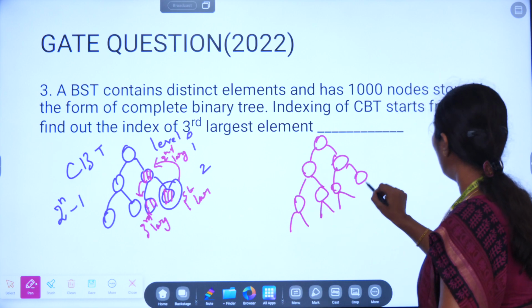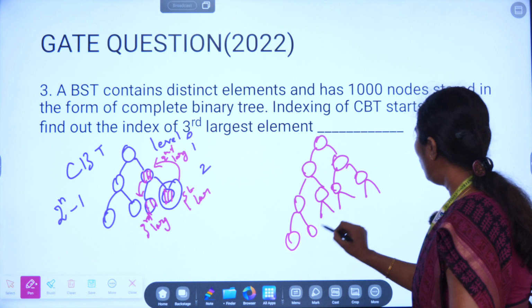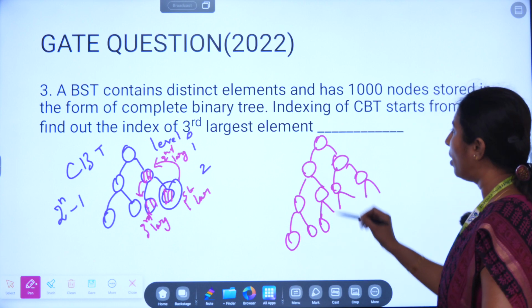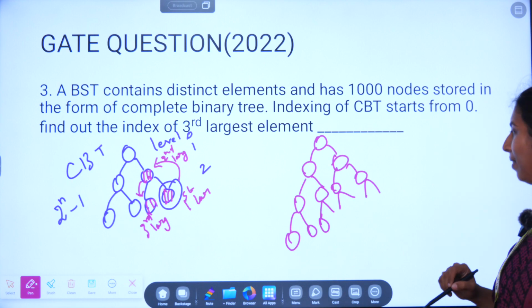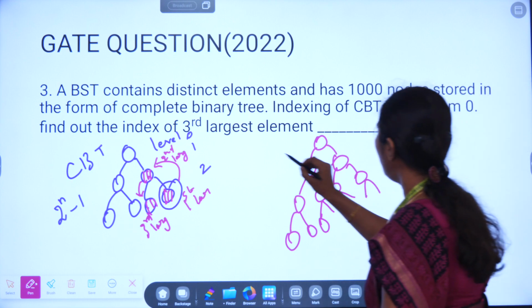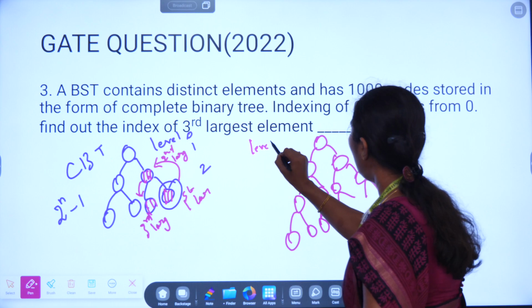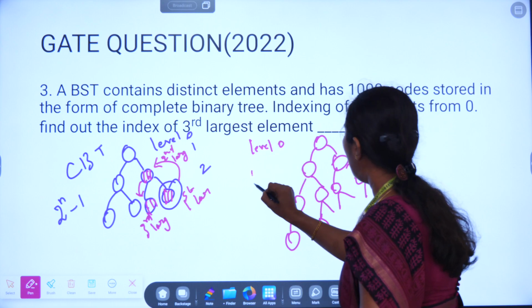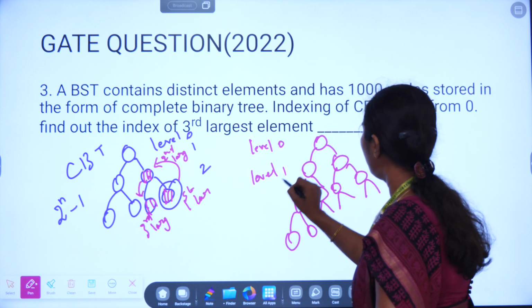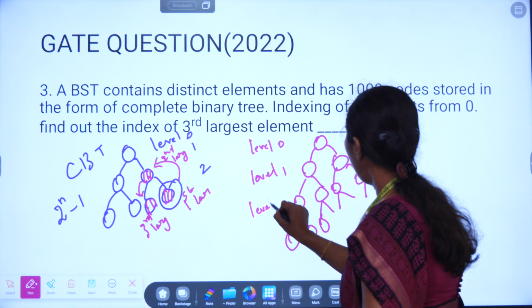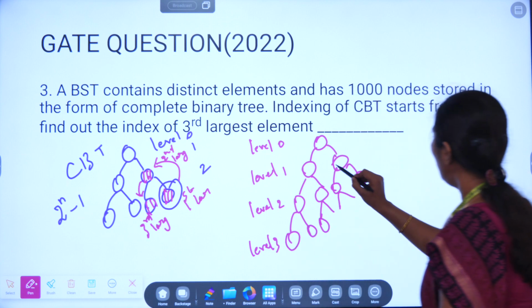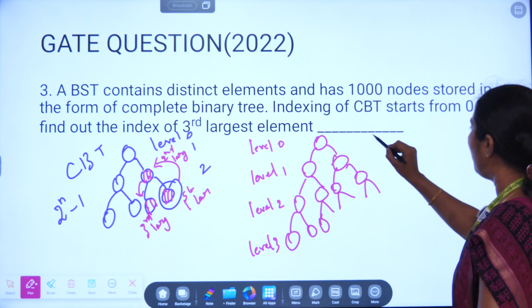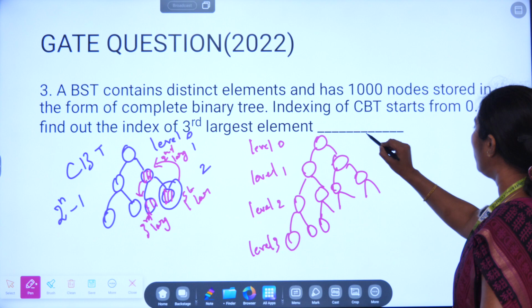So likewise we will go on. For how many levels will it go to compute the third largest element of the 1000 distinct nodes they have given over here? We are going to consider levels till 9. Why we are going to take till 9 is that, for this particular level, the number of nodes we are going to have is 1.